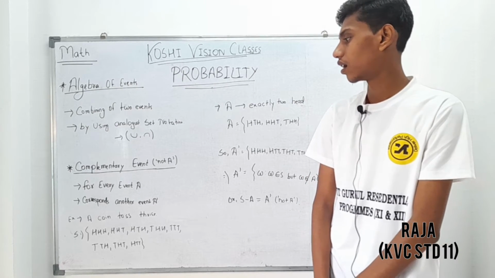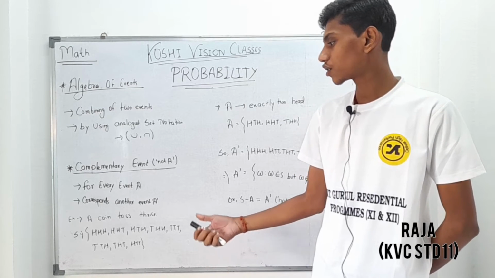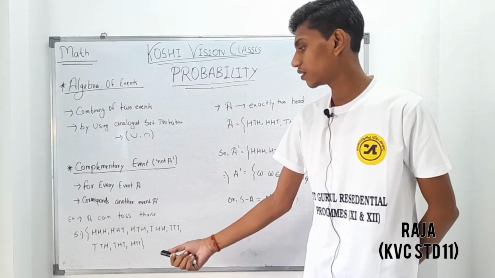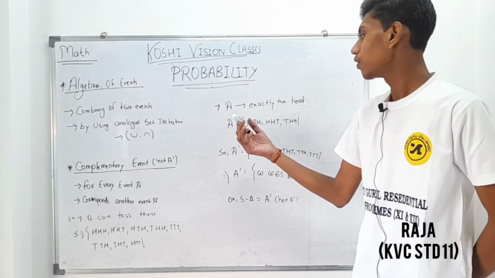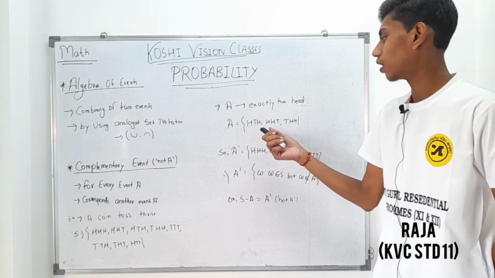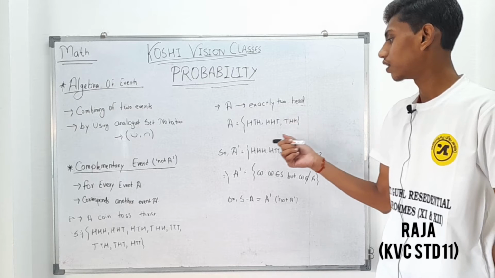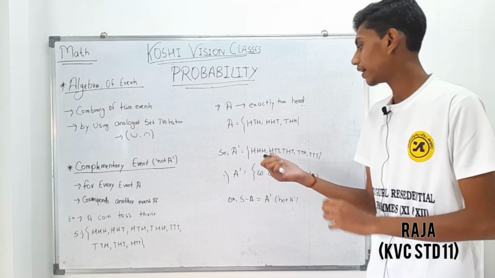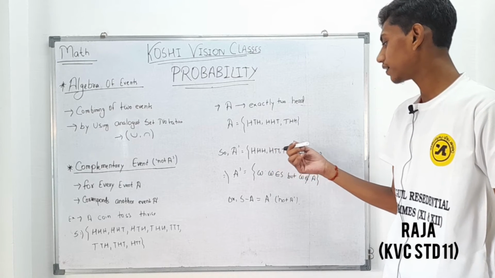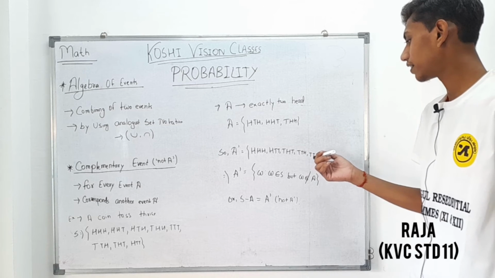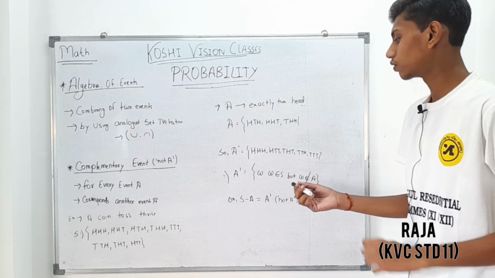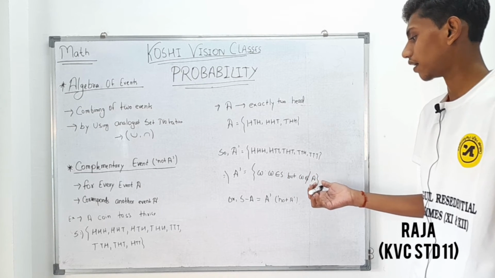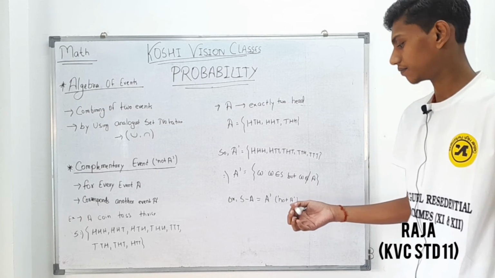First, complementary events. For every event A, there corresponds another event A dash. Example, a coin is tossed thrice. Sample space will be this. We will get A for exactly two heads. A is equal to head head tail, head tail head and tail head head. So A dash is the inverse of A, that doesn't consist of two heads. Then A dash is equal to head head head, head tail tail, tail head tail, tail tail head, and tail tail tail. So A dash is equal to omega such that omega belongs to S but omega does not belong to A, or A dash is equal to S minus A.